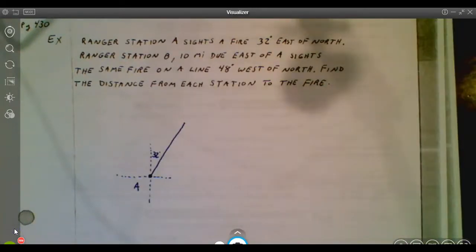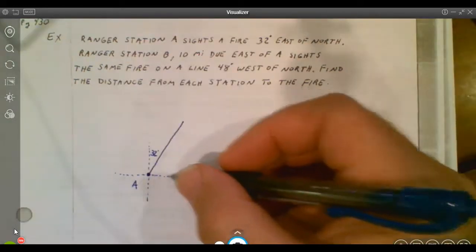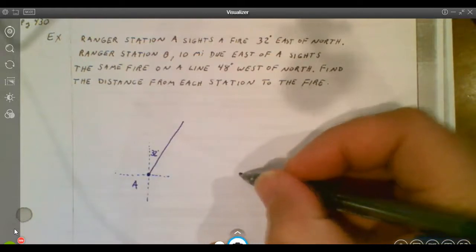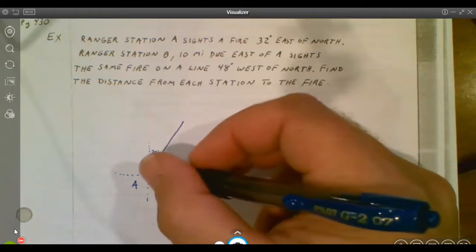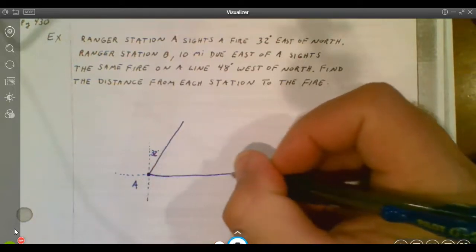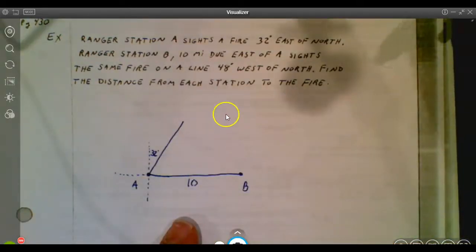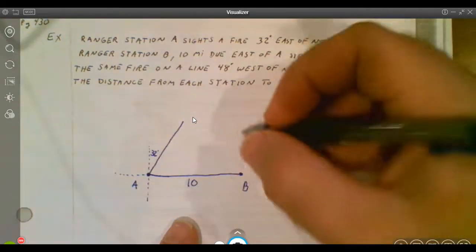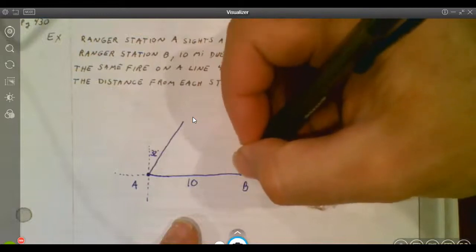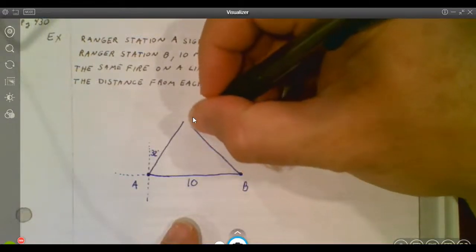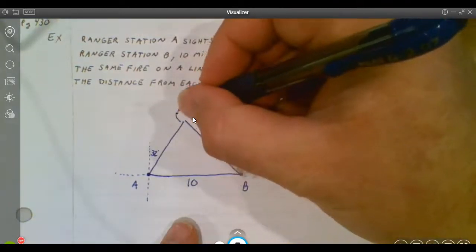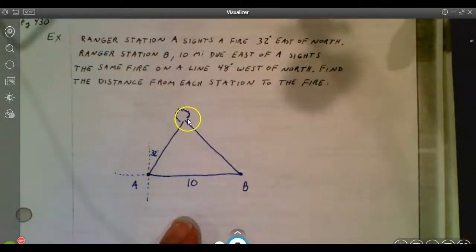And then we have Ranger Station B, which is 10 miles east of A. So if I go directly east from A, I get Ranger Station B. And it said that this one is 10 miles directly east. So we're getting a side length right there. And he sees the same fire, so same fire, on a line that's 48 degrees west of north. So this guy, so I'm going to draw that right there. So up here's our fire.